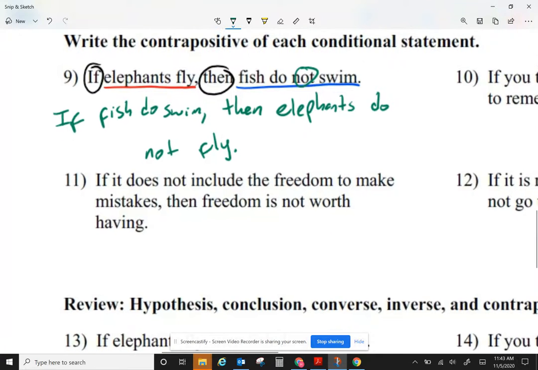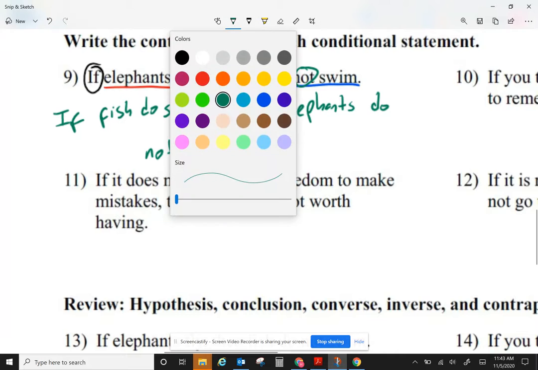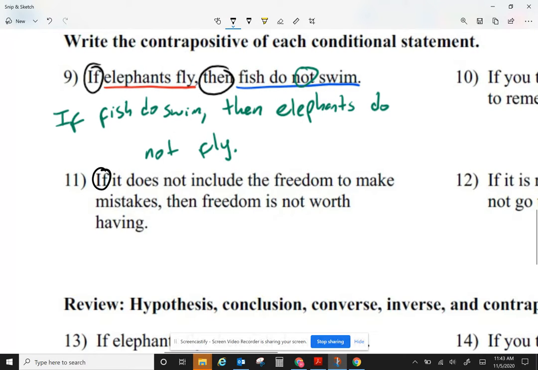Let's take a look at question number 11 since I have it here on my screen. Let me identify my if and my then parts. My if and my then words help me identify the hypothesis and conclusion. The if part is the hypothesis. The then part is the conclusion. For the contrapositive, hypothesis and conclusion switch places, and I'm going to negate each of them.